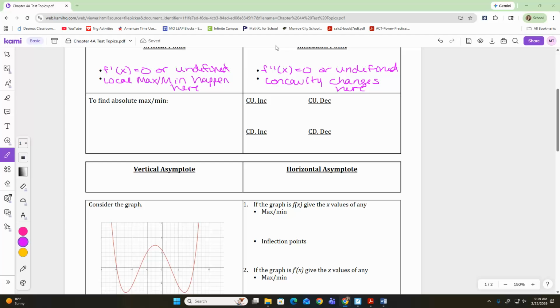How do you find absolute maxes and mins? Critical points, and endpoints. Good. We find the critical points and endpoints and plug them into the original to get our y values. If I say plug them into the original, do you know what that means? Then the highest y is your max and the lowest y is your min.